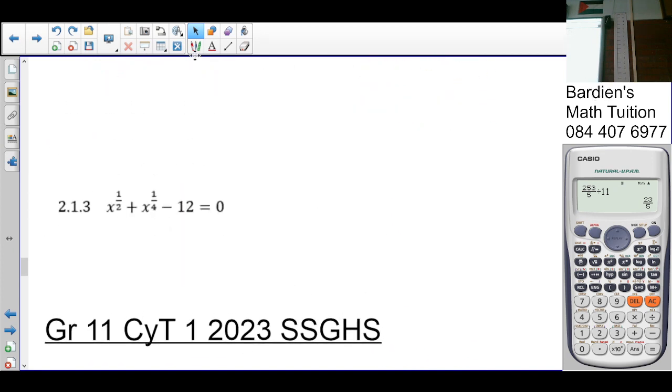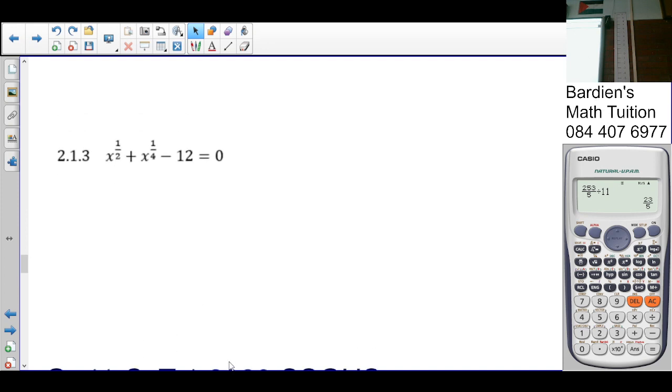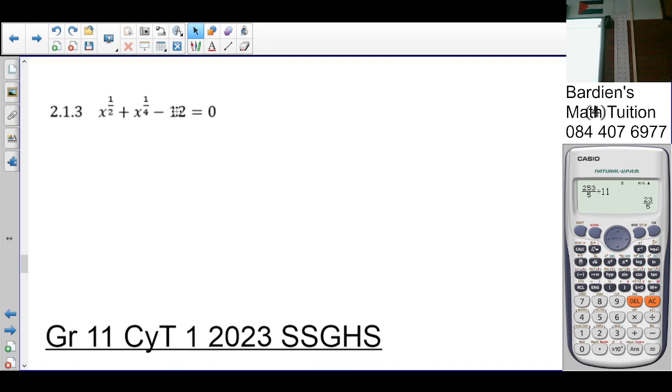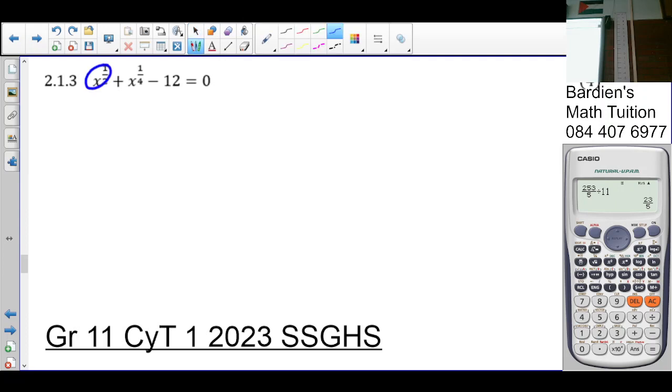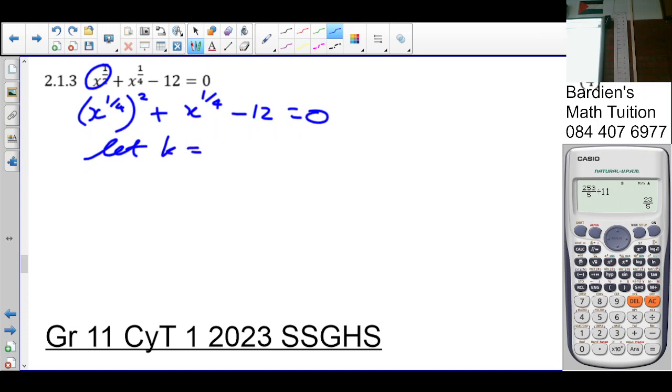The next one is the case substitution here. As we can see, x to the half can be written as x to the quarter squared, plus x to the quarter, minus 12 is equal to 0. So what do we say? Let k equal x to the quarter. I got that. This will be k squared plus k minus 12 is equal to 0.